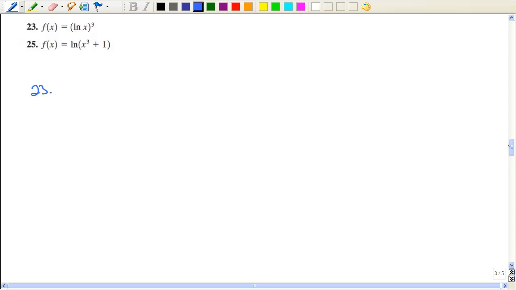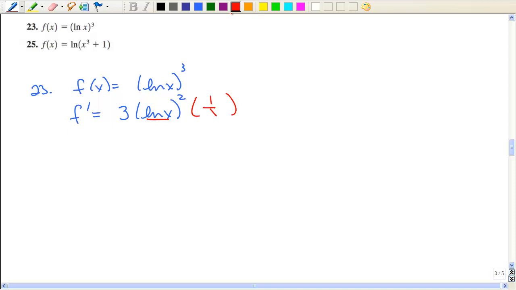So number 23, this whole thing is in parentheses, so I cannot use my properties of logarithms, but I can take the derivative. You bring down the 3, subtract 1 from the exponent, that's that power rule, and then take the derivative of the inside.